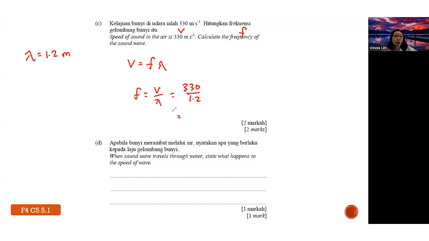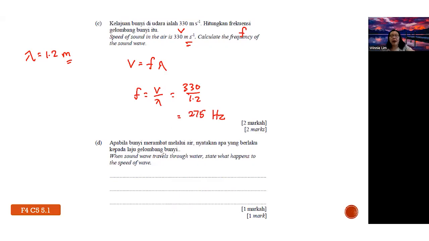And again, before you substitute, you must make sure everything is in SI units. Like in this question, it is in meters per second, and this is in meters. So you can just straight away substitute, and you'll get the correct final answer. And make sure you give the final unit. The frequency is in hertz. Okay, so the value is 275. The answer is 275 hertz.